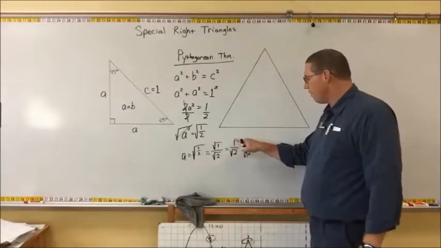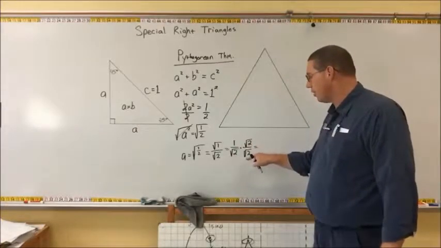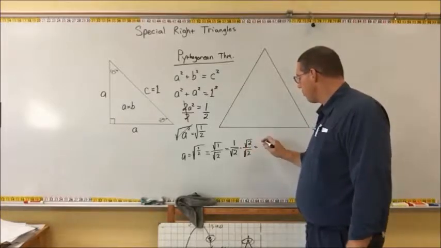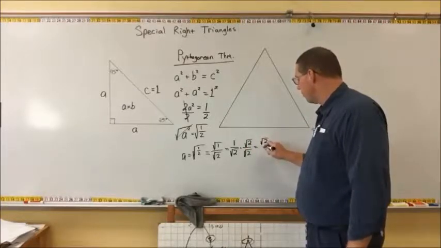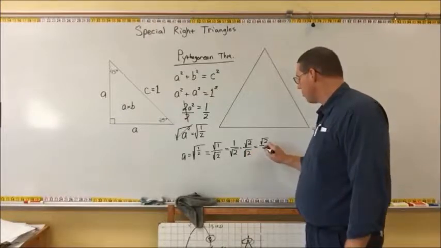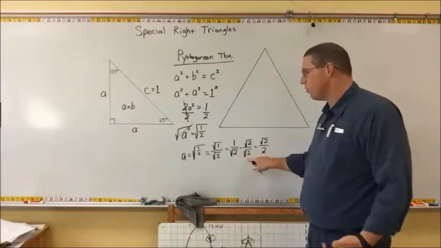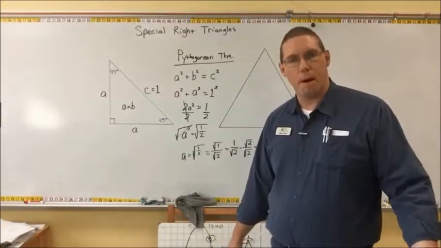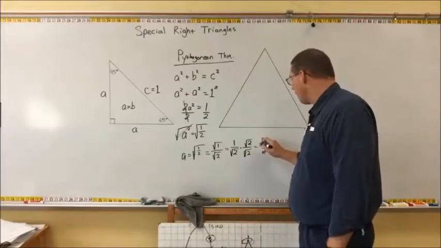And so we have a fraction times a fraction, so we're going to multiply straight across. 1 times the square root of 2 is the square root of 2, over the square root of 2 times the square root of 2. Well, that's 2, because the square root of 2 times the square root of 2 is the square root of 4, and the square root of 4 is positive 2. So this is our final answer.